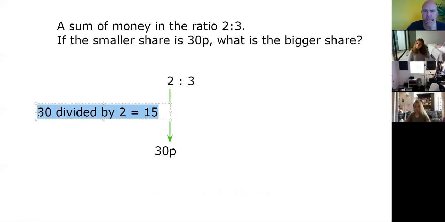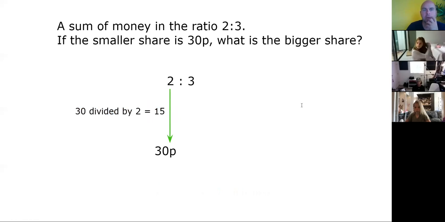Why have we done divided by 2, buddy? Because we need to find out what one share is, yeah? So we're going from here, back up here. 30 divided by 2 gives me 15. And on this side, we're multiplying. So we've got our answer, which is 15.